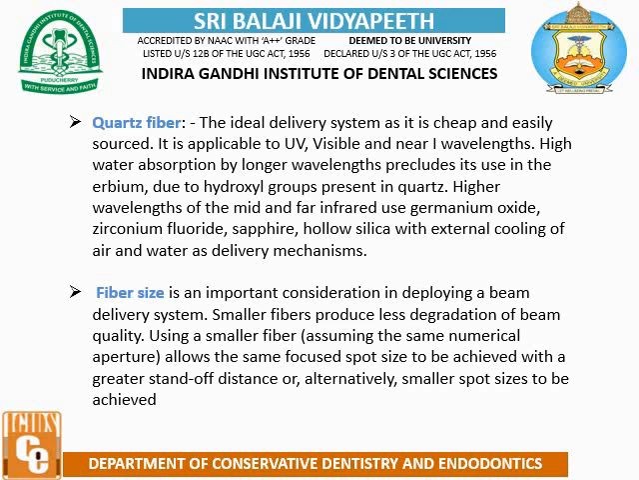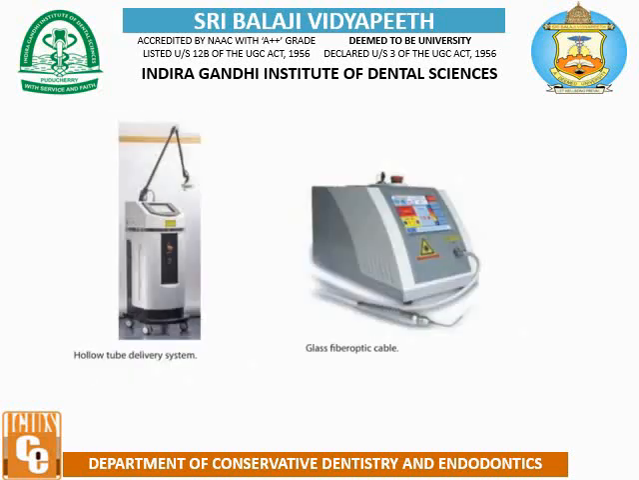Fiber size is an important consideration in deploying a beam delivery system. A smaller fiber produces less degradation of beam quality. Using a smaller fiber, assuming the same numerical aperture, allows the same focused spot size to be achieved with a greater standoff distance, or alternatively a smaller spot size to be achieved.